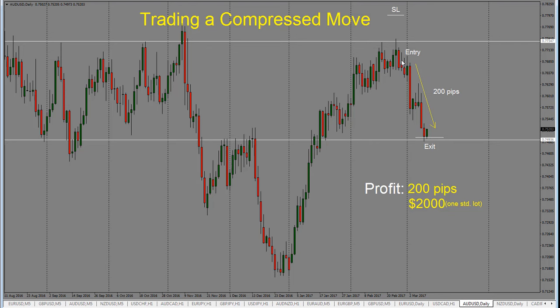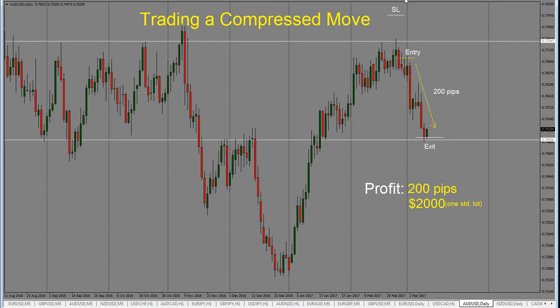Since this is a daily candle, it is a good idea to look for a bit of a pullback. So we could look for a 50% pullback, which would be right about here, 50% of this candle. So this is where our entry would be. Once the price is pulling back here, we enter the trade short.